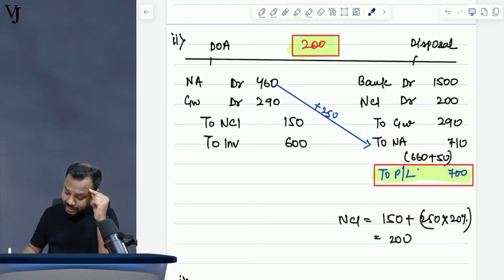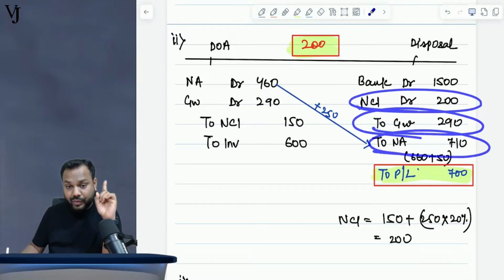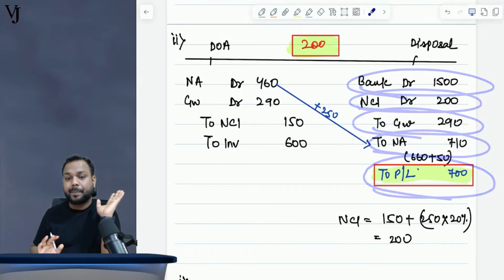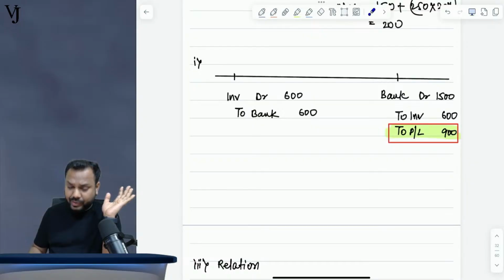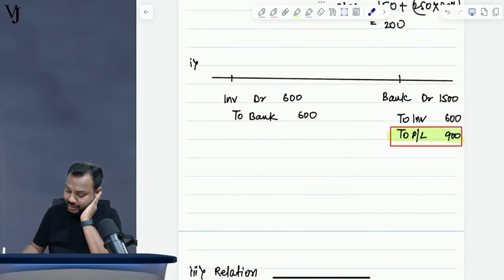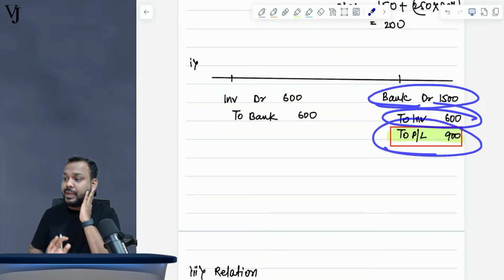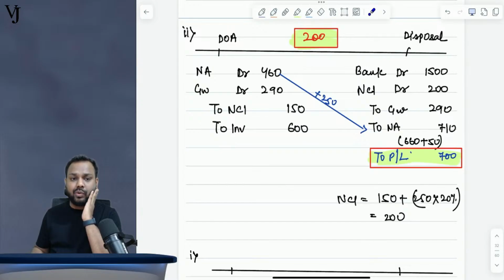So we are de-recognizing NCI, goodwill, and net assets, and recognizing sale proceeds. The difference goes to P&L. Now, in the standalone FS, the individual FS, we de-recognize the investments and recognize the sale proceeds. The difference goes to P&L. I believe this treatment is clear to all of you.